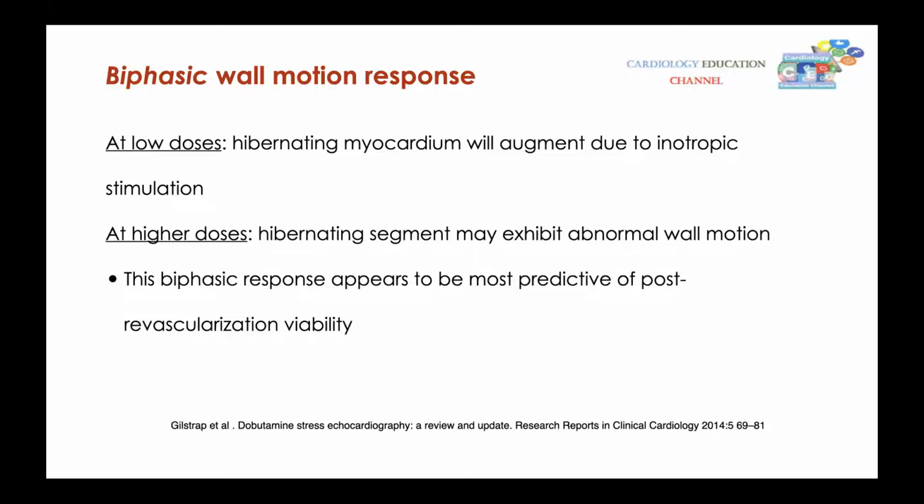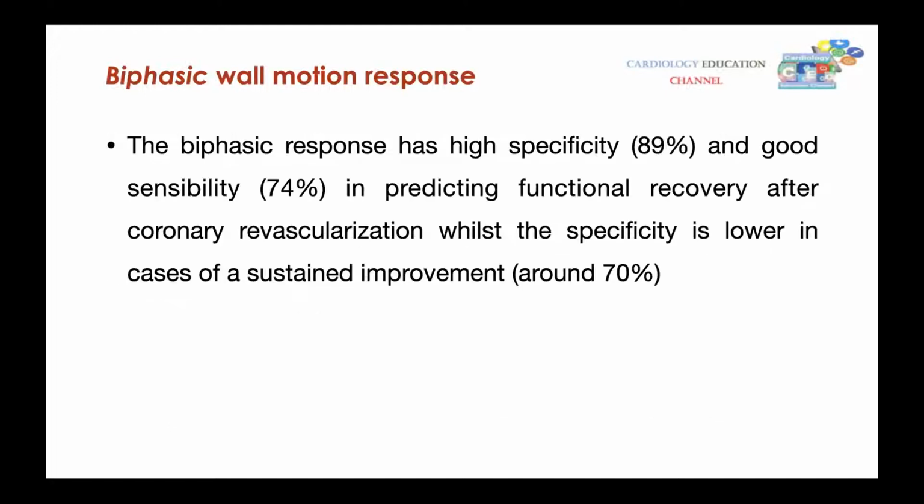The biphasic response appears to be the most predictive of post-revascularization viability. The biphasic response has a specificity of 89% and good sensitivity of about 74% in predicting the functional recovery after coronary revascularization, while the specificity is lower in cases of sustained improvement. So if you have a biphasic response, this is more specific and more sensitive than initial improvement or sustained improvement alone for detecting improvement after revascularization.